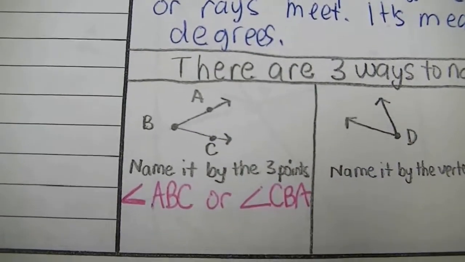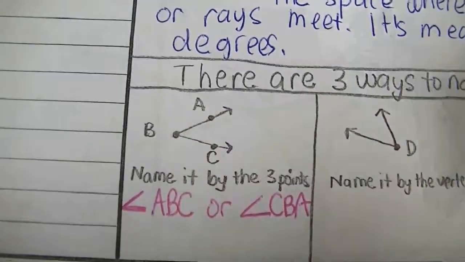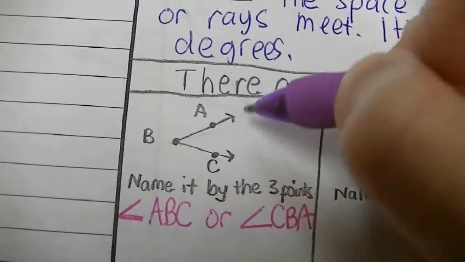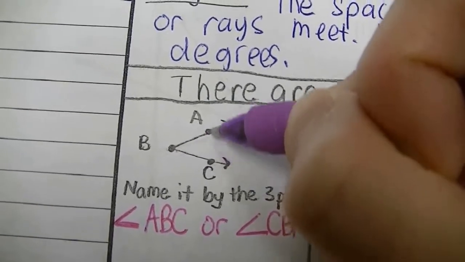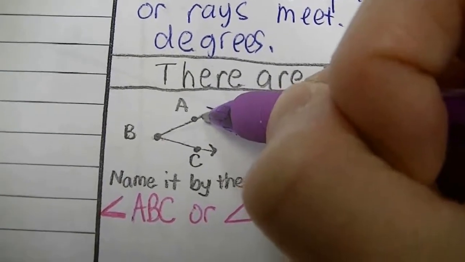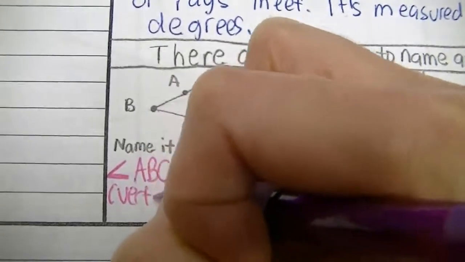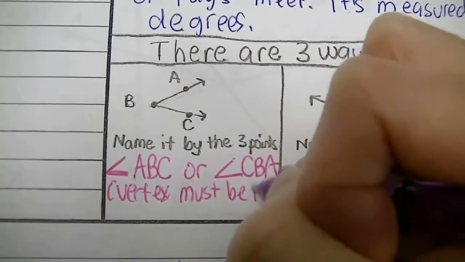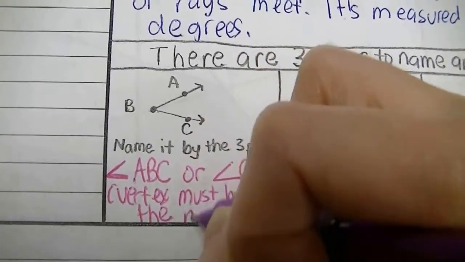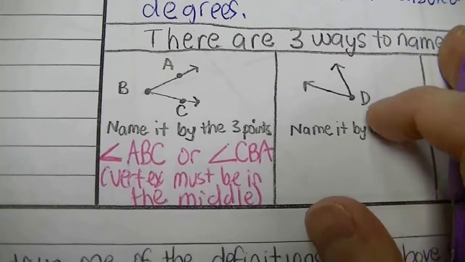Okay? But the key important thing is that when you trace it, you're able to trace it, and that vertex is in the middle. It would not make sense for me to go A, C, B, because see how I'm going over that gap right there? So the way to name angles based on their points is follow the points and make sure that vertex is in the middle. So when you're naming it this way, vertex has to be in the middle.